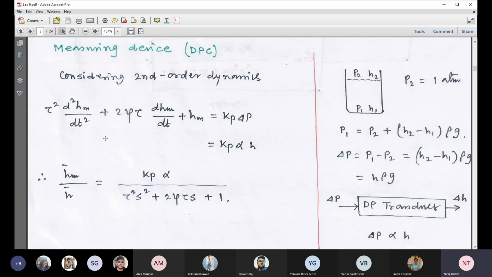Now if we have this second order differential equation and we take the Laplace transform on both sides, we get this transfer function: Kp alpha divided by tau squared s squared plus 2 zeta tau s plus 1.